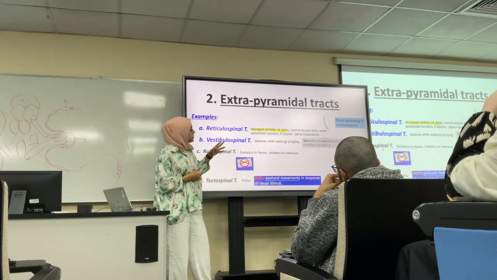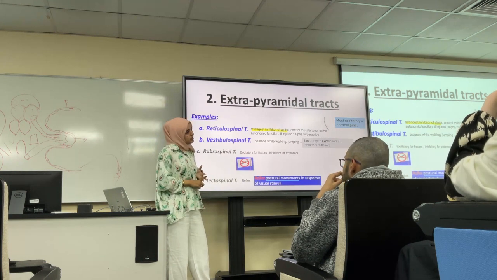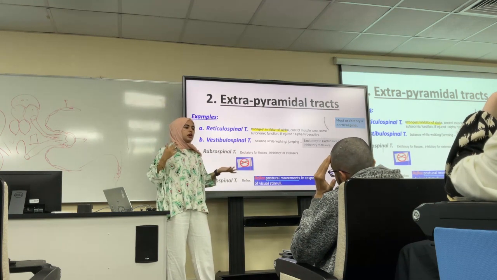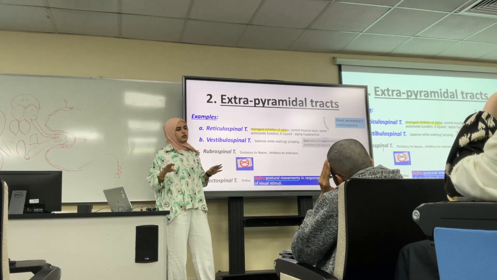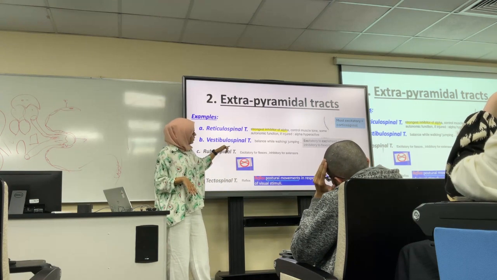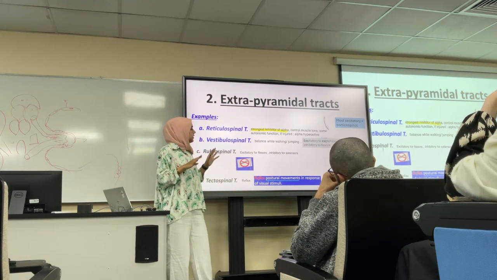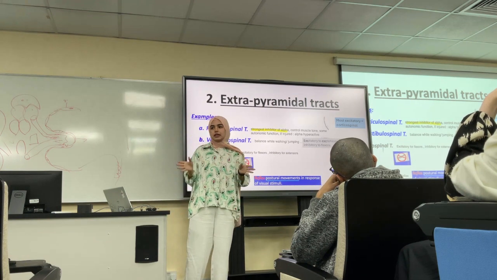And what we have to know about it, it's gonna control the muscle tone. It has some autonomic functions, and if injured, it's gonna be hyperactive, because it's inhibitory. This is basically what you have to know about this tract. The vestibulospinal is gonna give you balance while walking or jumping. That's its main function. It's mainly balance.